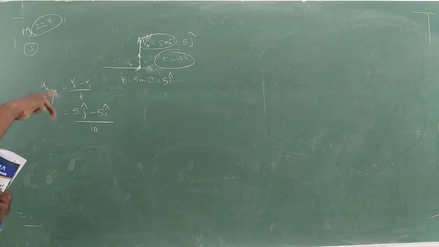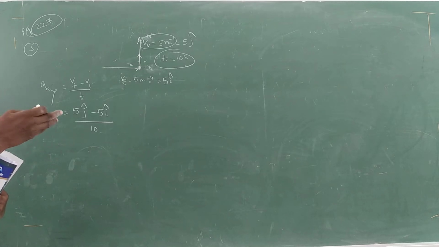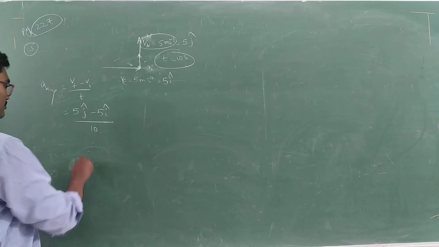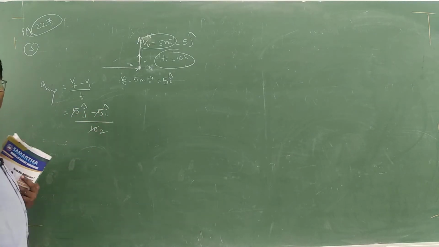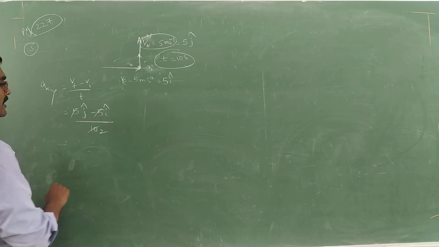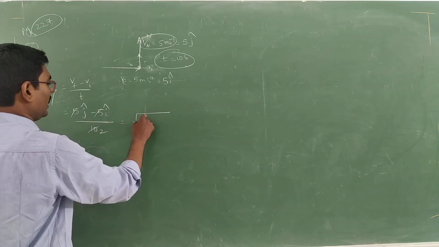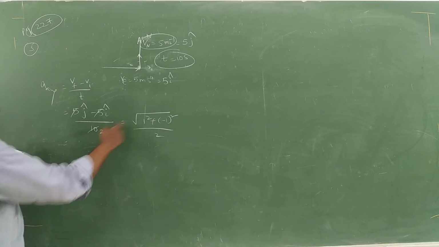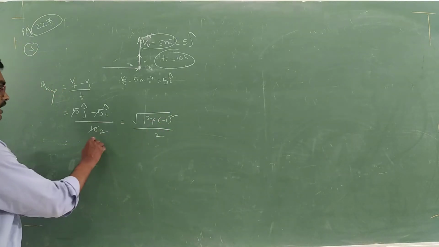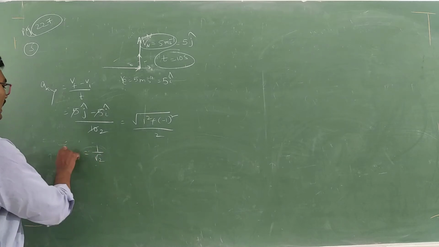Don't take it like 5 minus 5 is 0. No. Directions are changing, so as directions are changing, velocity changes. So you cannot say velocity does not change. So it is (j minus i) by 2. What is the magnitude? Square root of 1 square plus minus 1 whole square, by 2. That is root 2 by 2, which is 1 by root 2. That is the average acceleration.